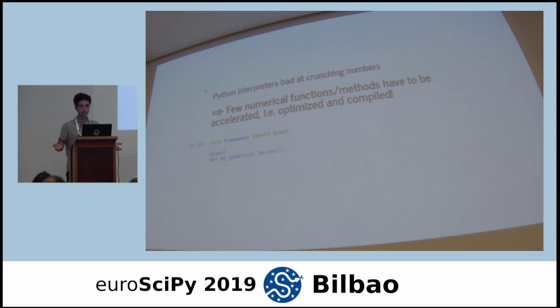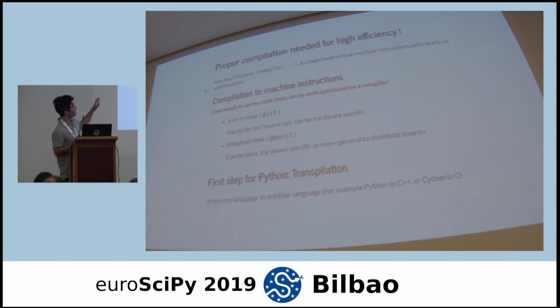And when I say compilation needed for high efficiency, it's not the compile of CPython, which has no optimization at all behind that. It's really compilation to machine instructions with optimization. And you have to know that there are two modes of compilation, a just-in-time mode and ahead-of-time mode. Both modes are really useful in real life, so it's really good to be able to do both and to have an API to do these two things.